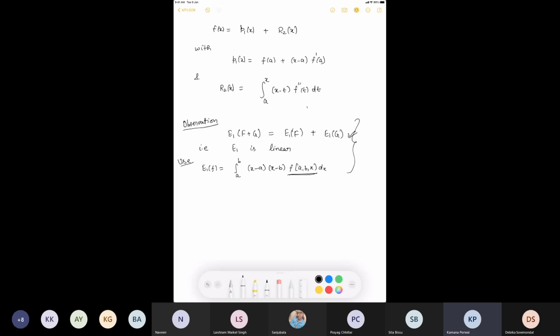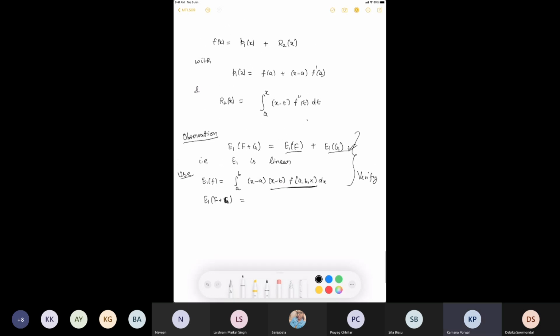Is it clear what I'm trying to convey here? Yes, ma'am. So you just substitute here. Here you take E1 of f plus g, where f and g are two functions, where you are trying to find the approximation error using the trapezoidal rule, using this formula. Then you find what is E1 f and what is E1 g, and you will be able to realize that both are going to be same. Okay, just verify this.